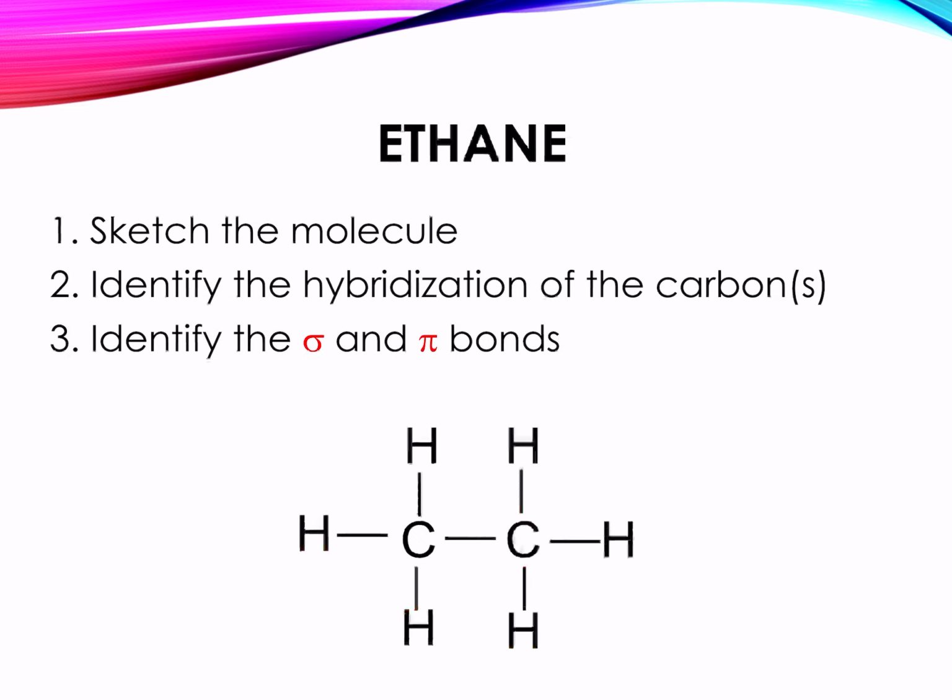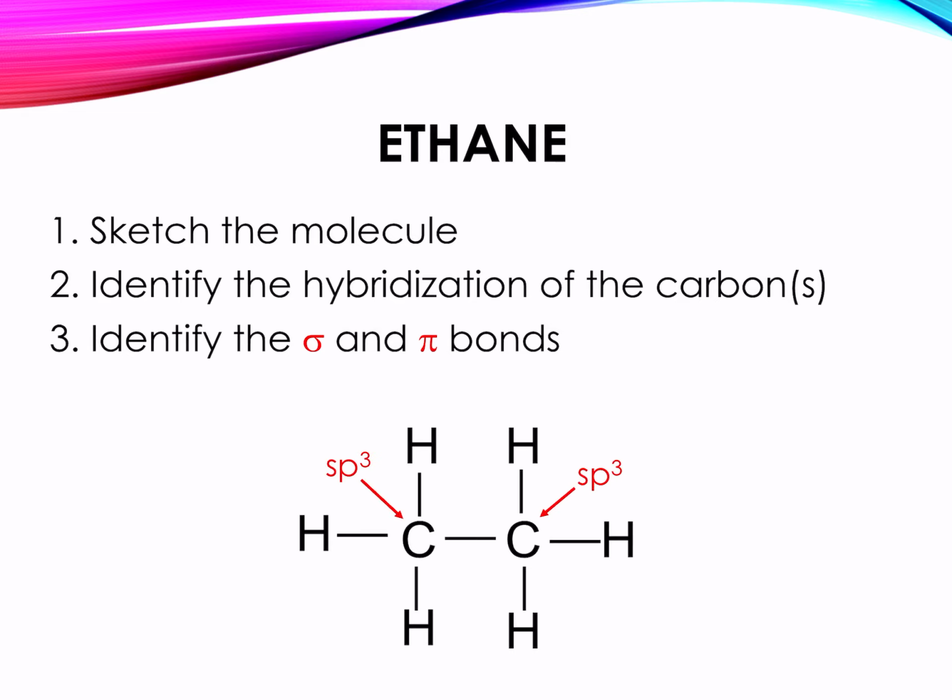Here's another, ethane. Identify the hybridization of the carbons. So both of these carbons have 4 bonds going to them. There are 4 areas of electron density. That means that each of these carbons is sp3 hybridized.